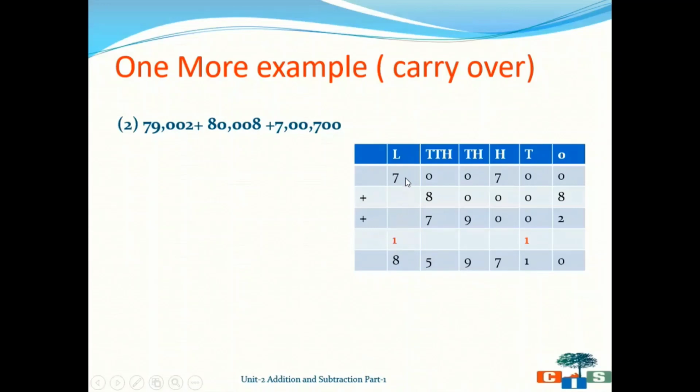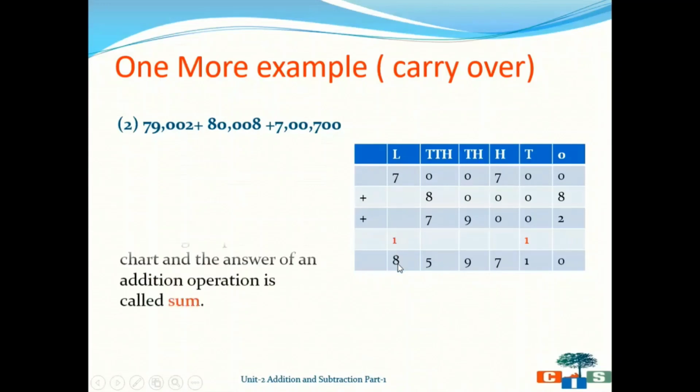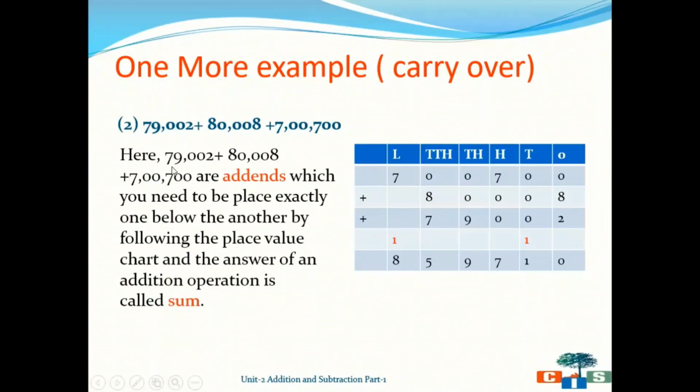So we'll add the digits present in the lakhs place, that is 7 plus 1, which is equal to 8. So here 79,002 plus 80,008 plus 7 lakh 700 are addends, as we are adding these numbers, which need to be placed exactly one below the other by following the place value chart, and the answer of the addition operation, that is 8,59,710, is known as sum.